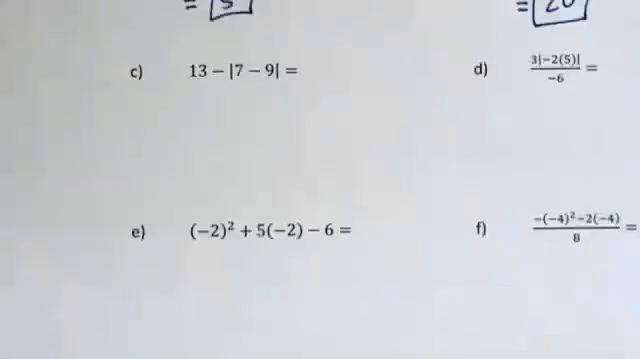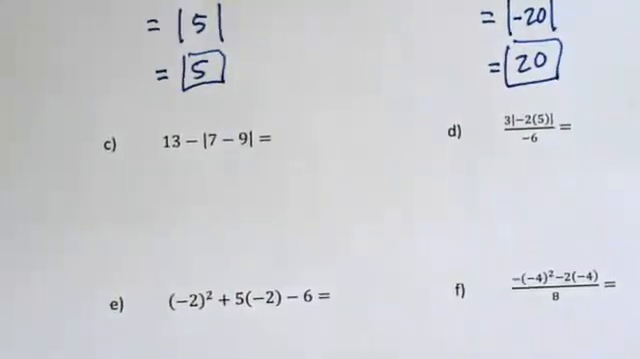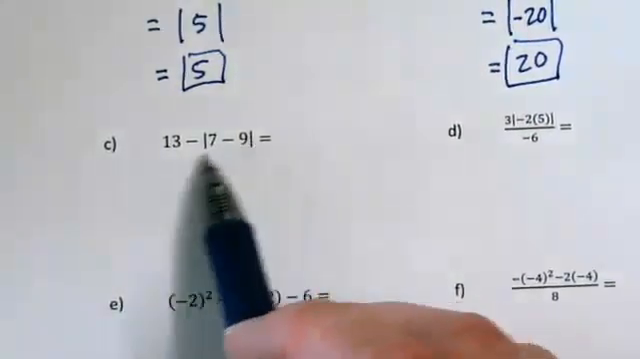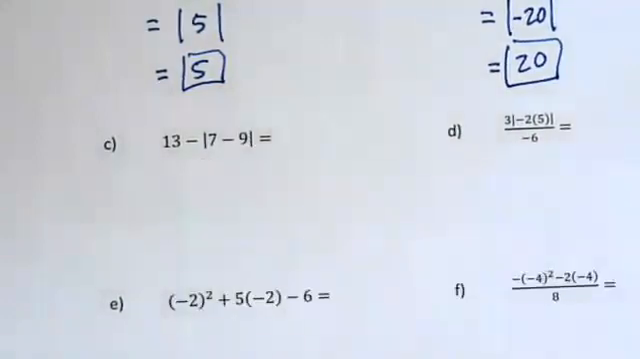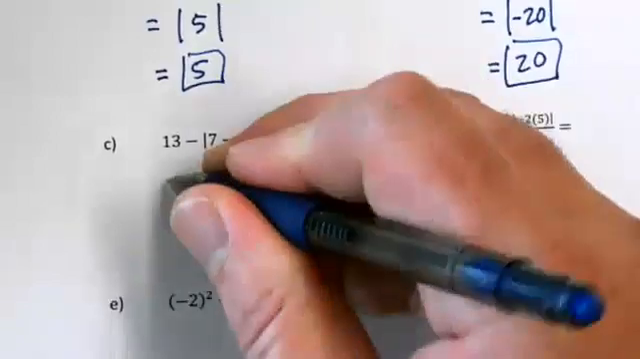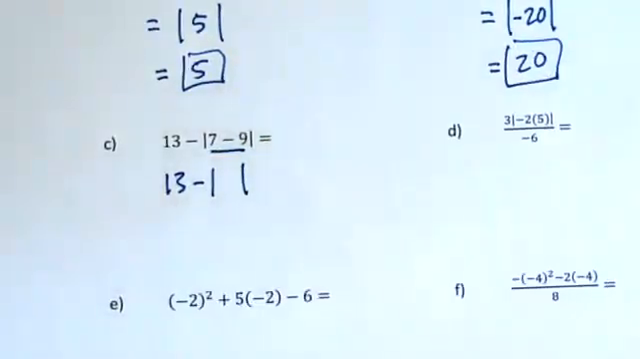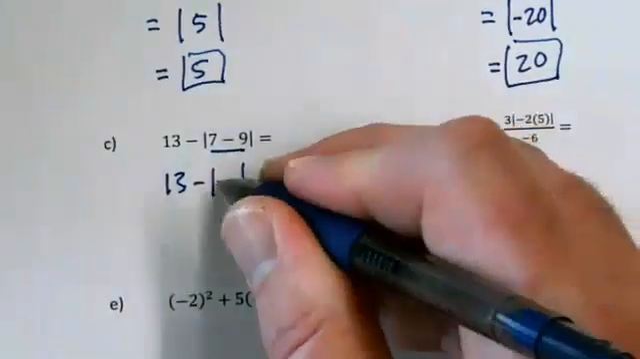All right, part C has some stuff outside of the absolute value. But when we do order of operations, we always do P first, which stands for parentheses or any other grouping symbols. An absolute value does count. So I'm going to be doing this 7 minus 9 first. So let me copy everything else down. And then we'll just do the 7 minus 9. 7 minus 9 is -2.